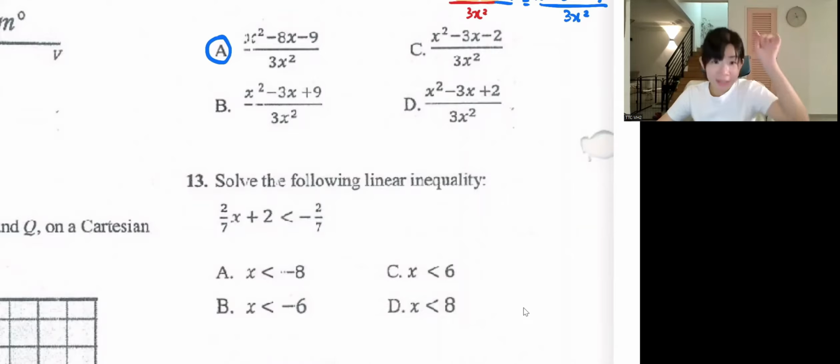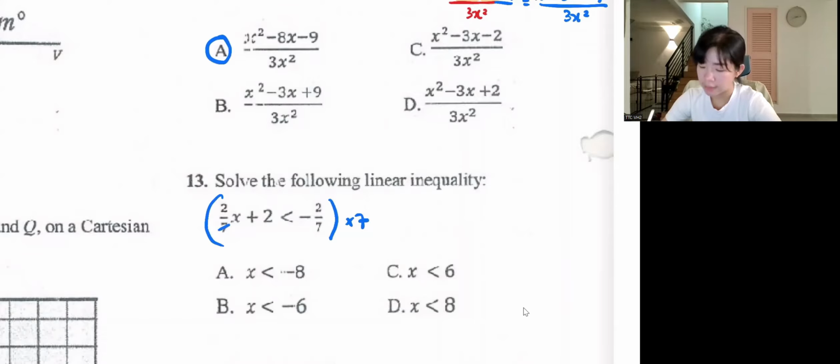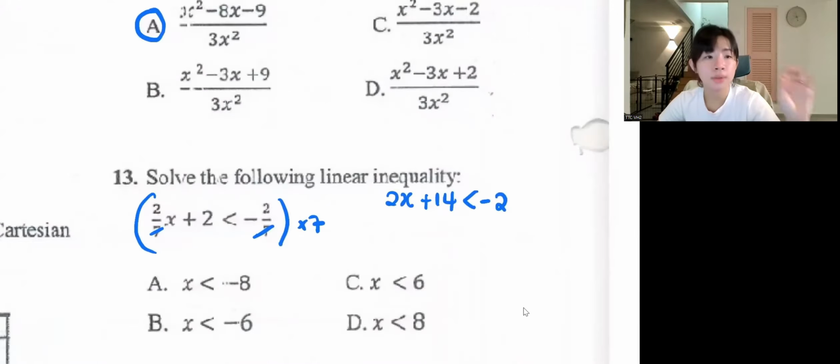So the first step is you can get rid of the denominator first. What should we do in order to get rid of 7? The whole thing times 7. Yes, I want to get rid of the 7. Every single term times 7. 2 over 7x times 7, so the 7 cuts away. We are left with 2x, plus 2 times 7, 14, less than negative. The 7 cuts away, so left negative 2. So this inequality looks simpler.